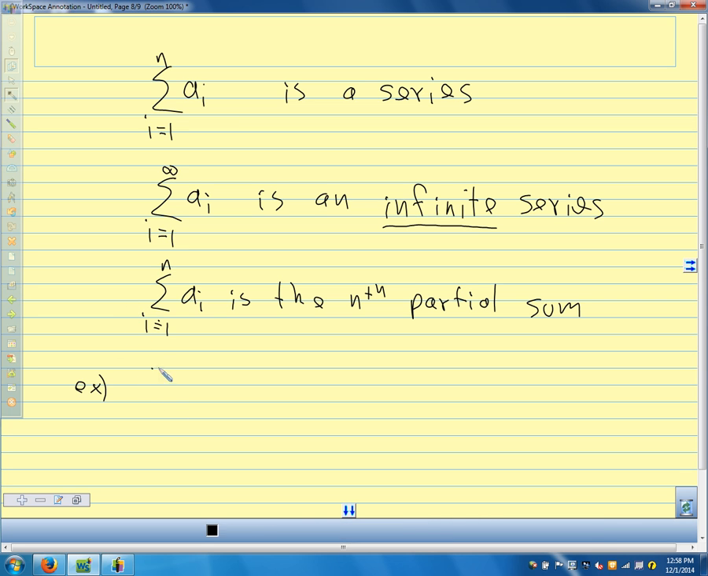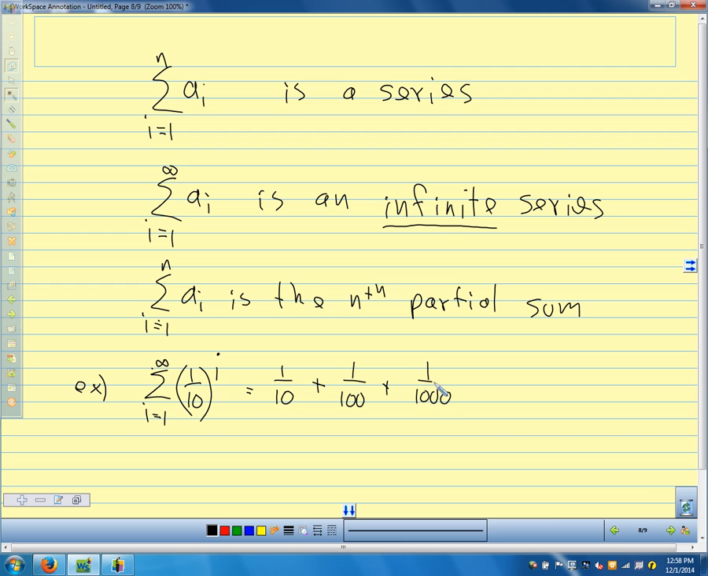We'll talk about this more a little later, but let's look at this example. For this infinite series, we want to add powers of 1 over 10. We want to add an infinite number of those together. So let's write out a few terms. 1/10 to the first power is 1/10, plus 1/10 to the second power is 1/100, plus 1/1000, plus 1/10,000, plus, and we keep going.